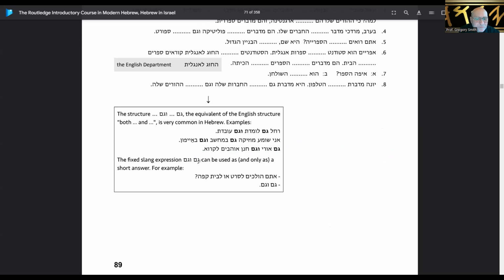Okay, the fixed expression gum v'gum can be used as and only as. A short answer, for example, atem holechim, so you all are walking leseret, to the movie, or lebayit cafe, to the coffee house. Are you all, it's literally, are you all walking to the movie? Atem holechim leseret, or lebayit cafe, or the coffee house. So you all walking to the, and look at this here. Gam v'gam, and only as.